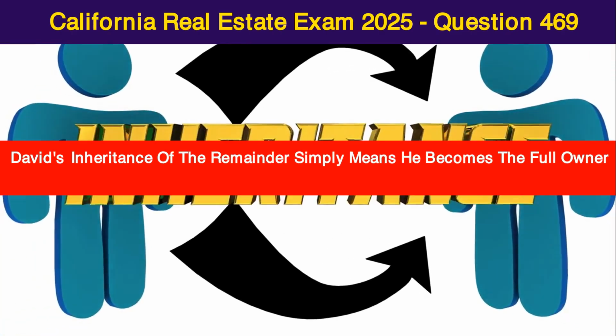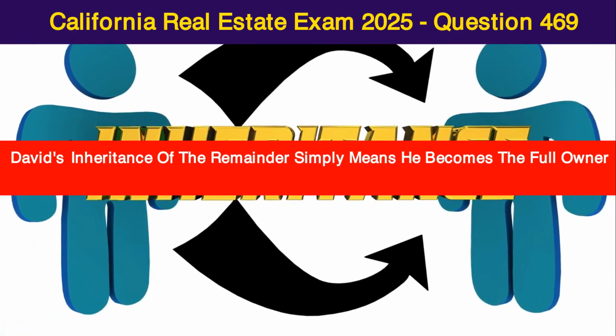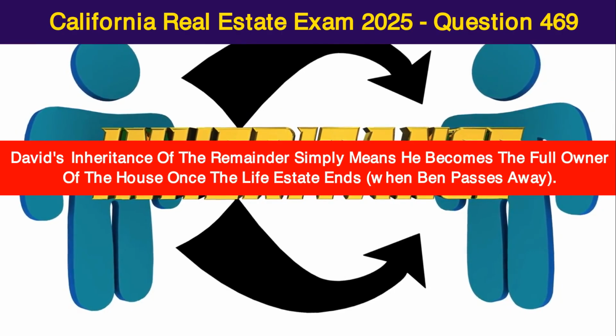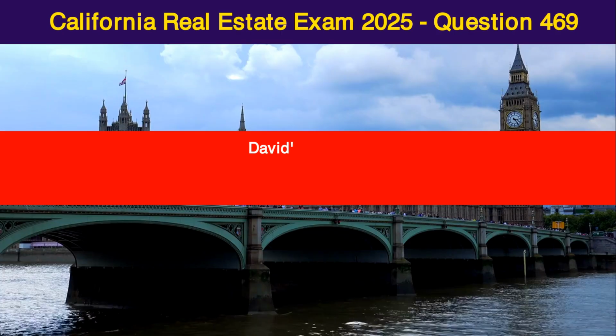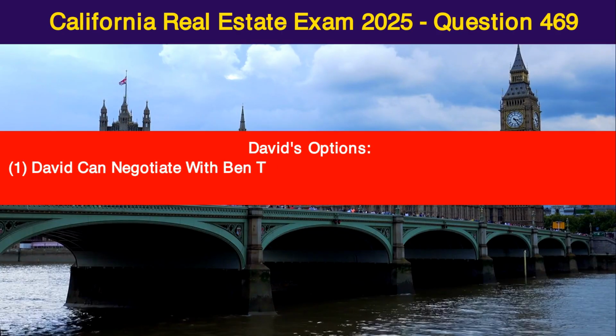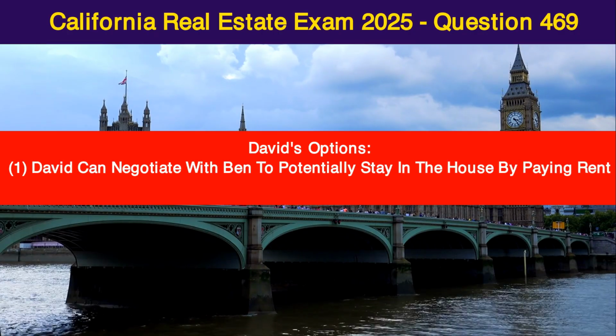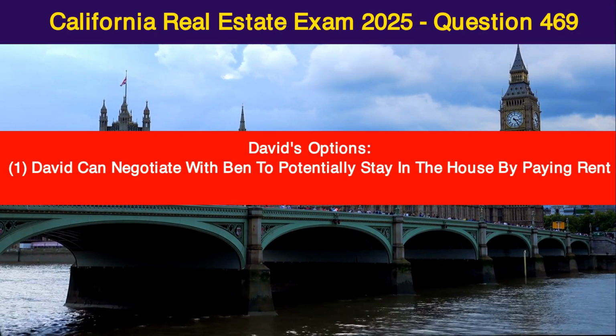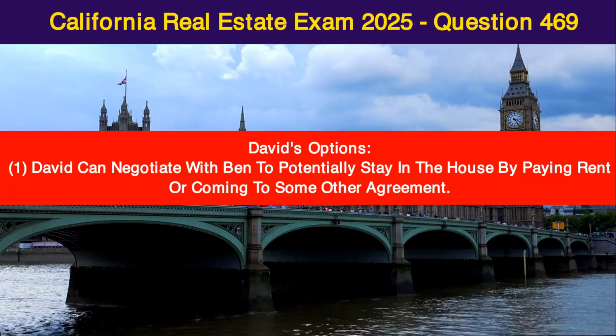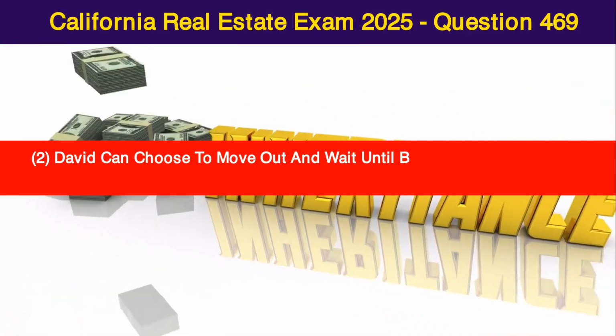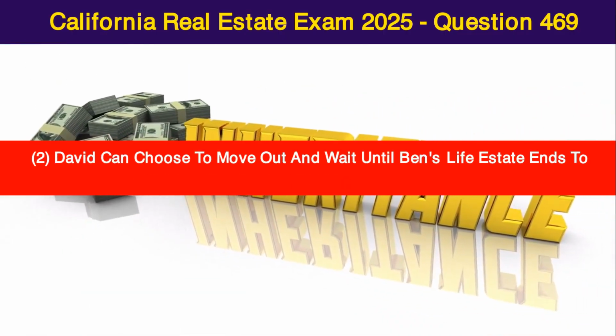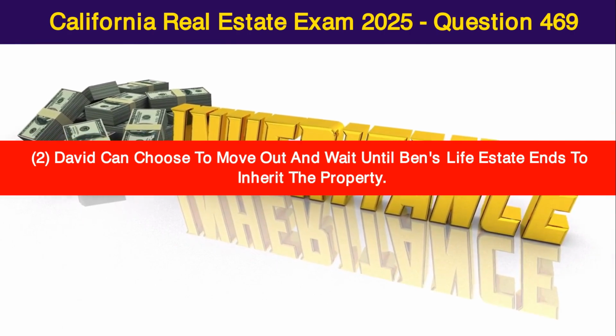David's inheritance of the remainder simply means he becomes the full owner of the house once the life estate ends, when Ben passes away. David's options. 1. David can negotiate with Ben to potentially stay in the house by paying rent or coming to some other agreement. 2. David can choose to move out and wait until Ben's life estate ends to inherit the property.